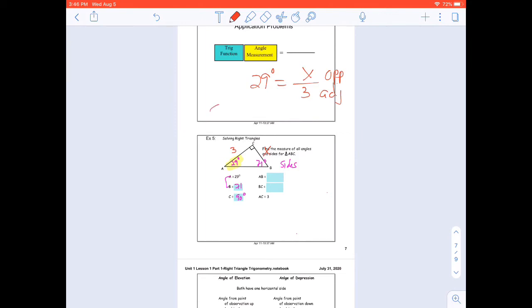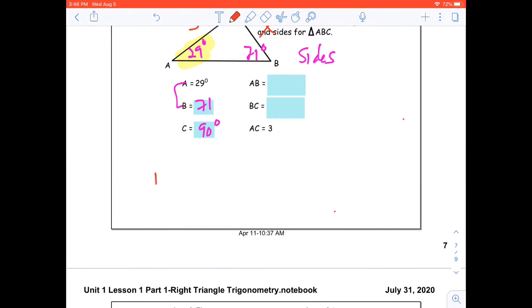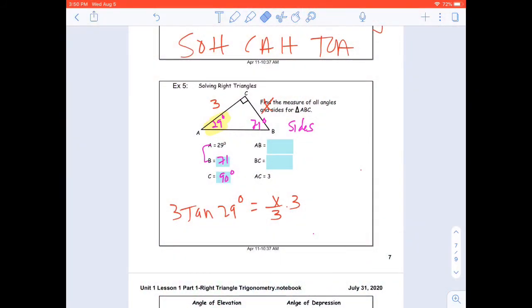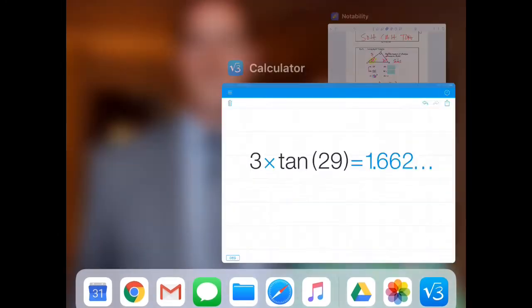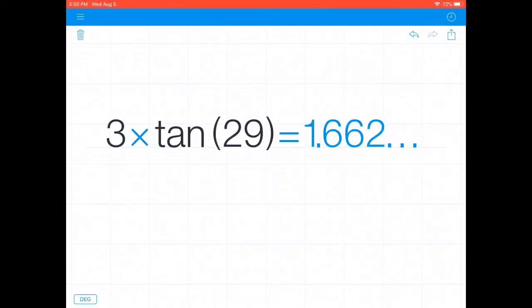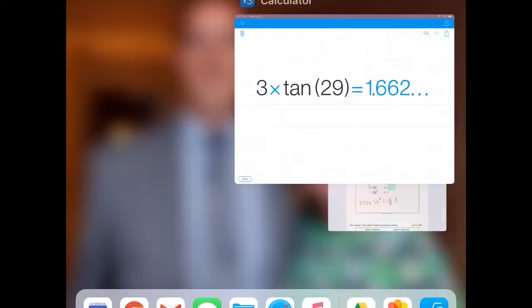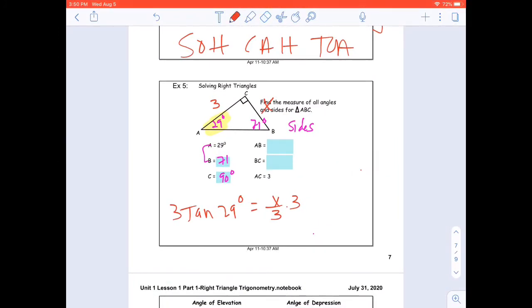So when you think of SOHCAHTOA, that means opposite over adjacent is tangent. So we're going to use the tangent of 29 degrees is equal to x over 3. I'm going to solve for x, and so we'll put 3 tangent 29 degrees in the calculator, and 3 tangent of 29 is approximately 1.7.